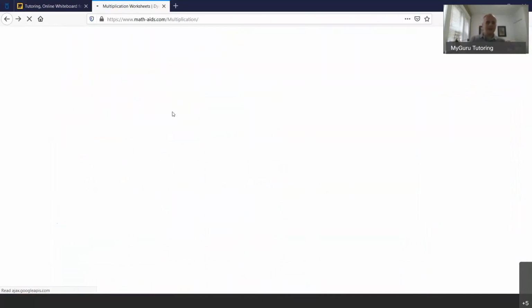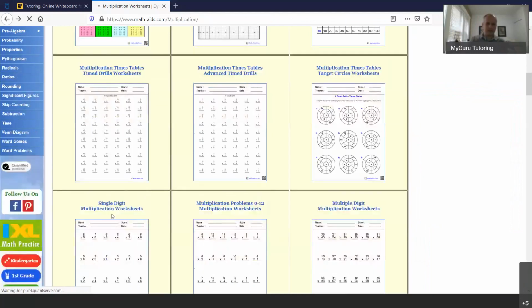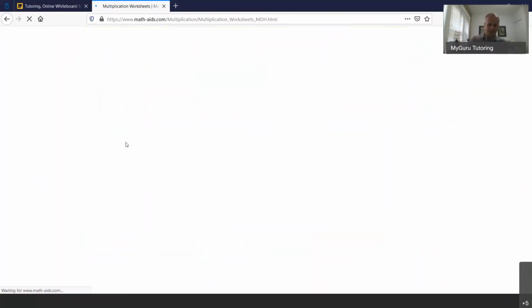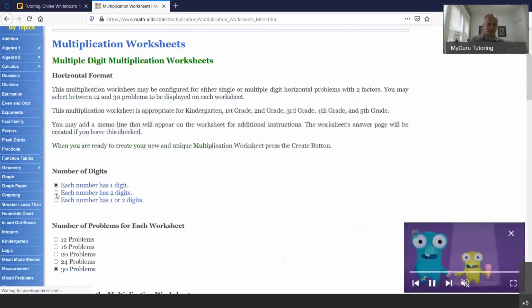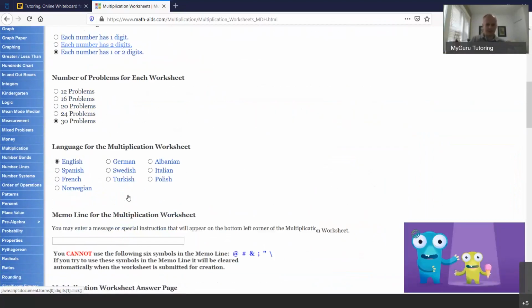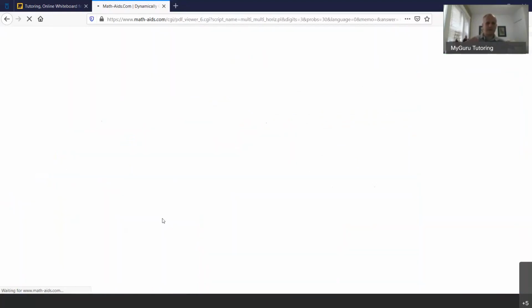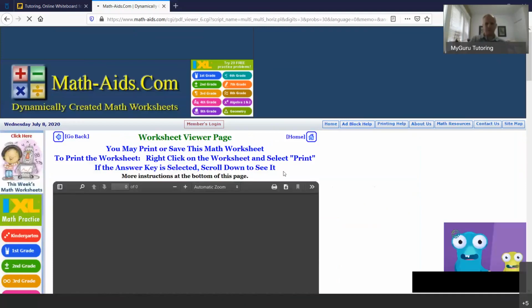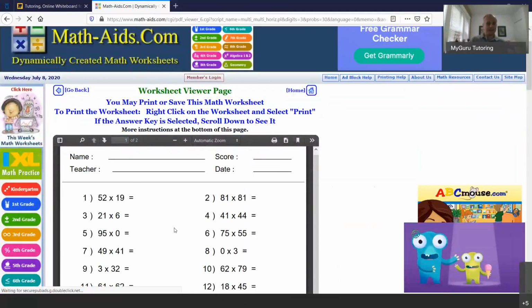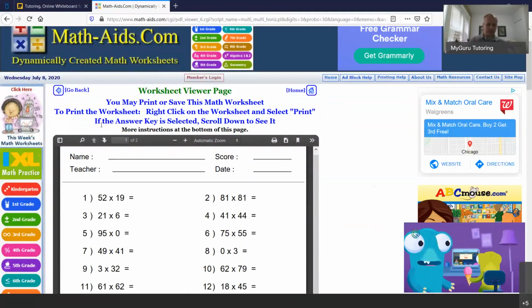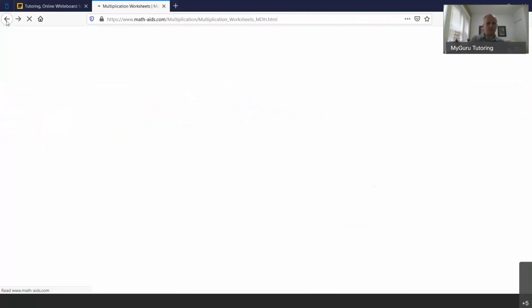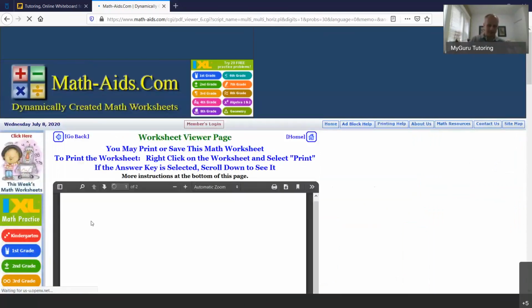and we can take a look at, say, these digit multiplication worksheets. And the horizontal ones are great. So if we just say each number has 1 or 2 digits, and again, we select all the details, we can click create, and we get a set of practice problems. Now, the nice thing about math aids is that you can see here the first question is 52 times 19. Well, if I click back and click create again, it's dynamically produced, so you'll never run out of math aid stuff.